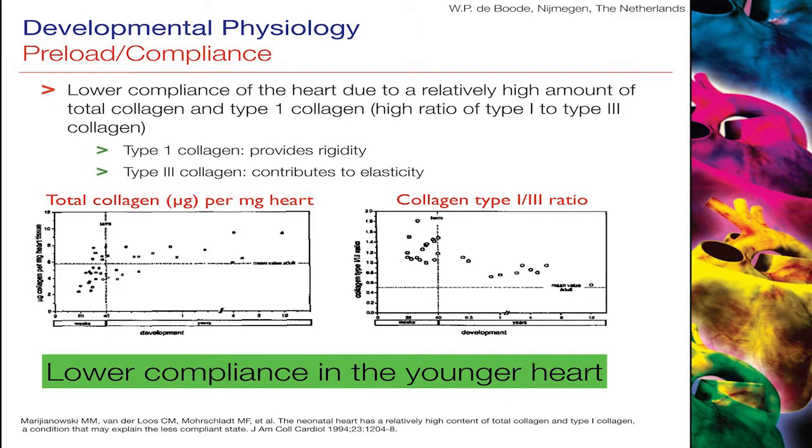So if we look at the total collagen per milligram of heart during development, this is early life, and this is at 18 years old. This dotted line represents the mean adult value. In general, you can see the total collagen is above the mean adult value. But more important is that the ratio between type 1, rigidity, versus type 3, elasticity, is increased in very young children. And that's why there's a lower compliance in the younger heart.